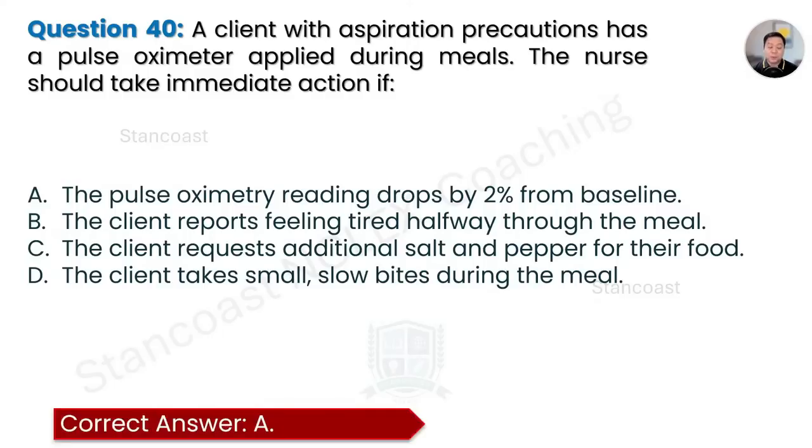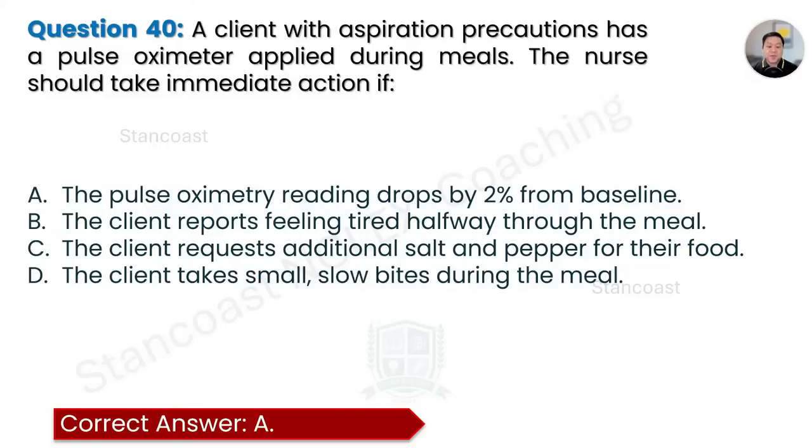A drop in the pulse oximetry reading during a meal may indicate aspiration, which can lead to respiratory complications such as pneumonia. And so you have to act immediately on this one to assess for aspiration and prevent further complications. So again, that's going to be a 2% drop from the baseline reading.